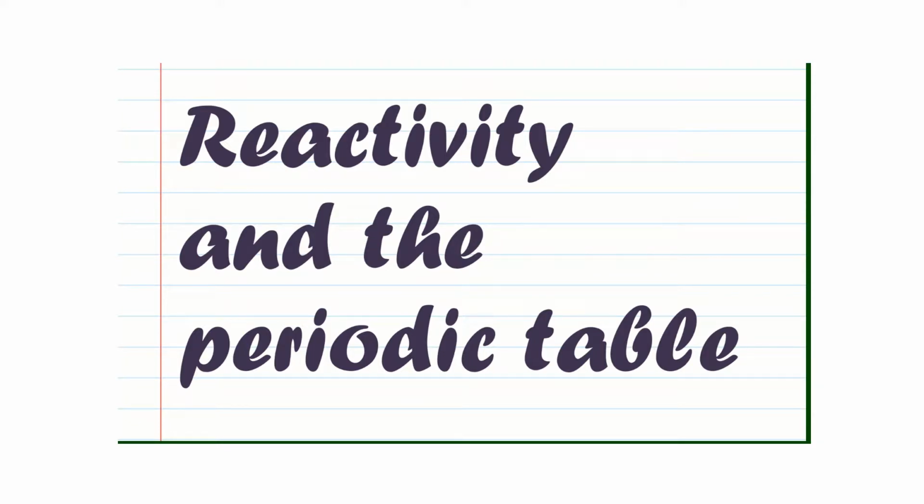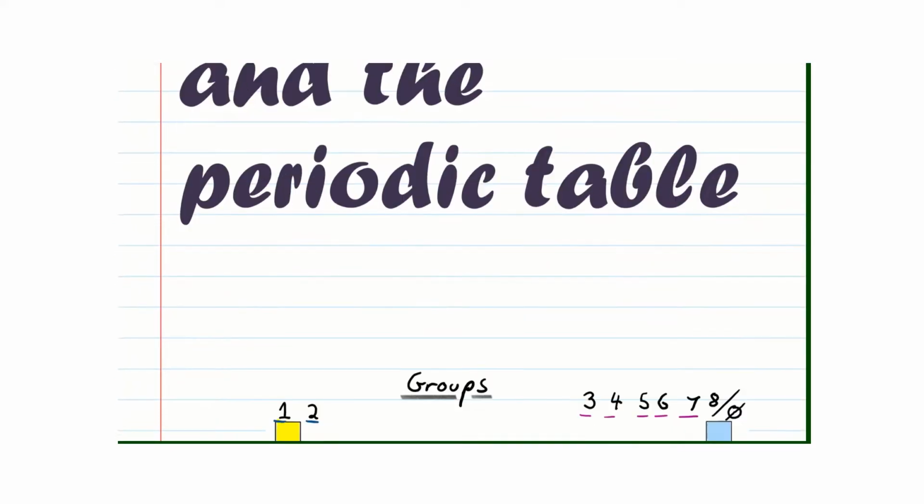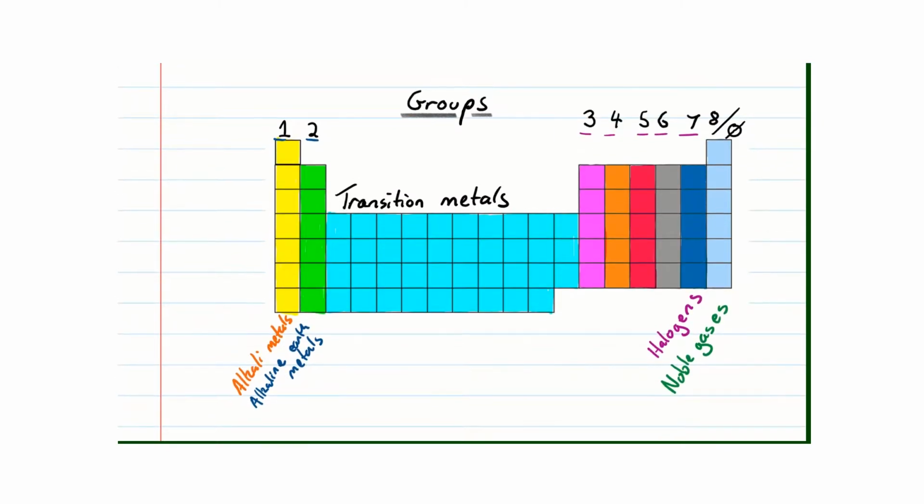Reactivity and the periodic table. You can use the periodic table to predict the reactivity of different groups, at least. As you move down the left-hand side in groups 1 and 2, reactivity increases. And as you move up the right-hand side, in groups 5, 6, and 7, reactivity increases.